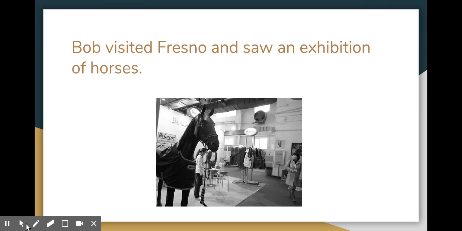So, take a look here. Bob visited Fresno and saw an exhibition of horses. So, what are the nouns in that sentence? We have Bob, who's a person. We have Fresno, which is a place, Fresno, California. An exhibition, which is a thing. And horses, which is an animal, but we classify it as a thing.